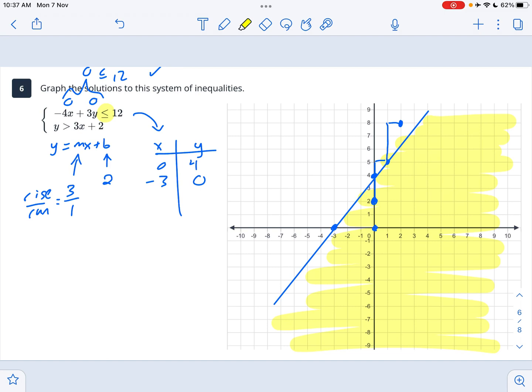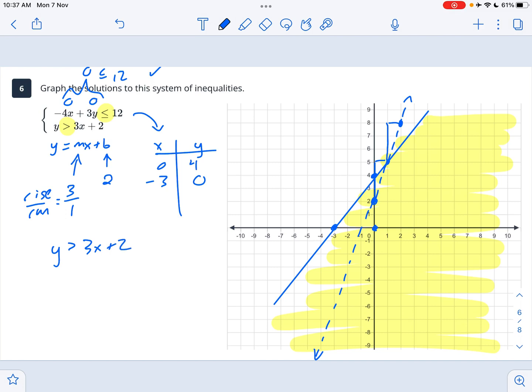Now in this one, it's greater than. So we don't want the y to equal 3x plus 2. That means I'm going to use a dotted line on this one. So I'll try to get this as straight as I can. So here is my dotted line. And then you have to figure out what side I'm going to shade. So let me write it again down here. y is greater than 3x plus 2.